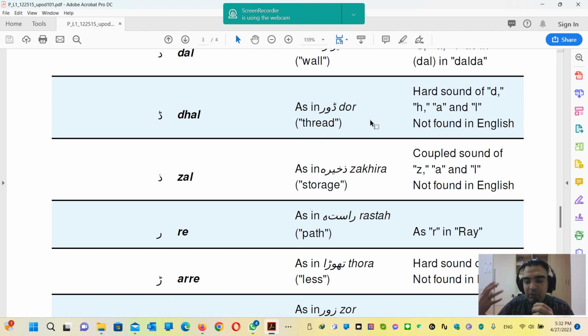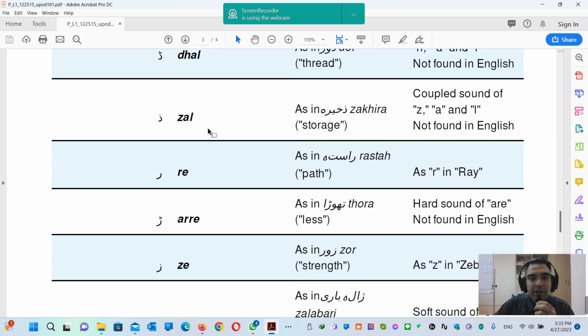When we want to understand its pronunciation, we will have to listen carefully to some examples in which it is used, like dor. Dor means thread, and it's like the hard sound of D, H, A, and L. It's not found in English, so you have to catch it naturally by practicing it again and again, doing the exercise of listening and repeating meanwhile.